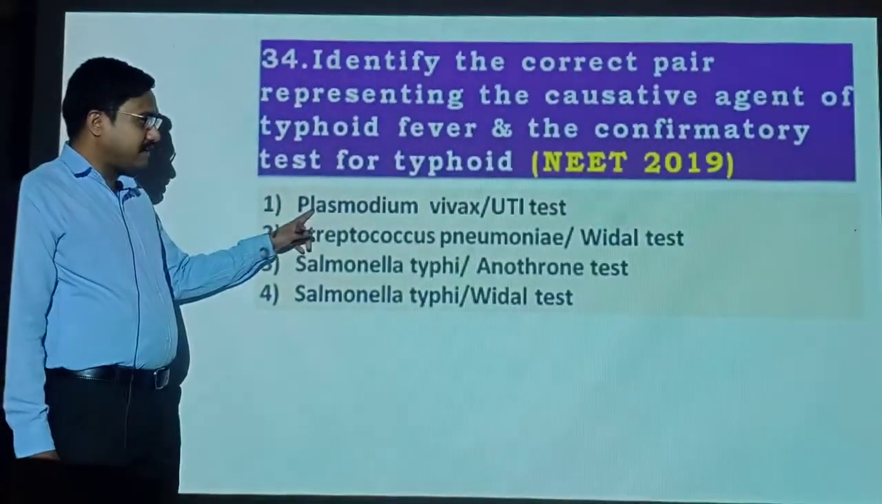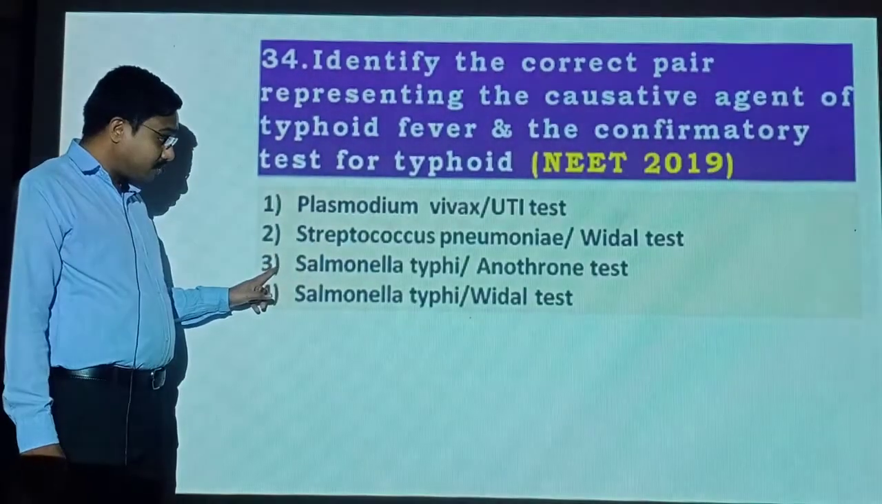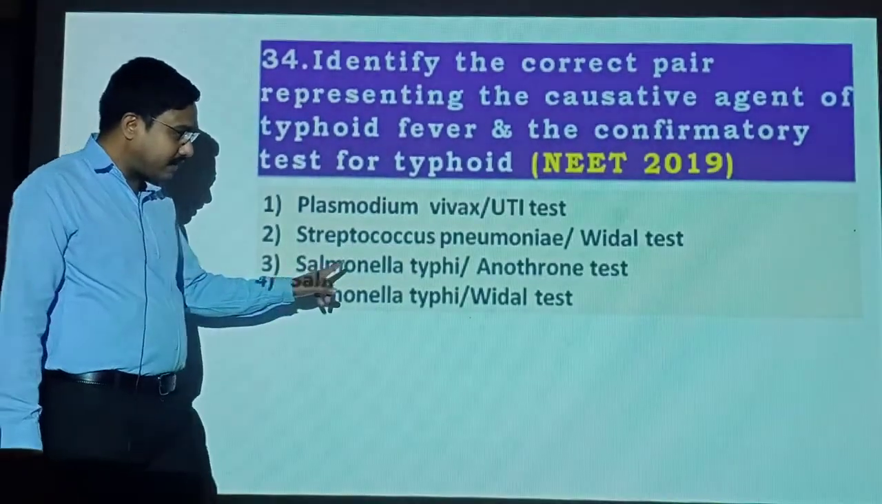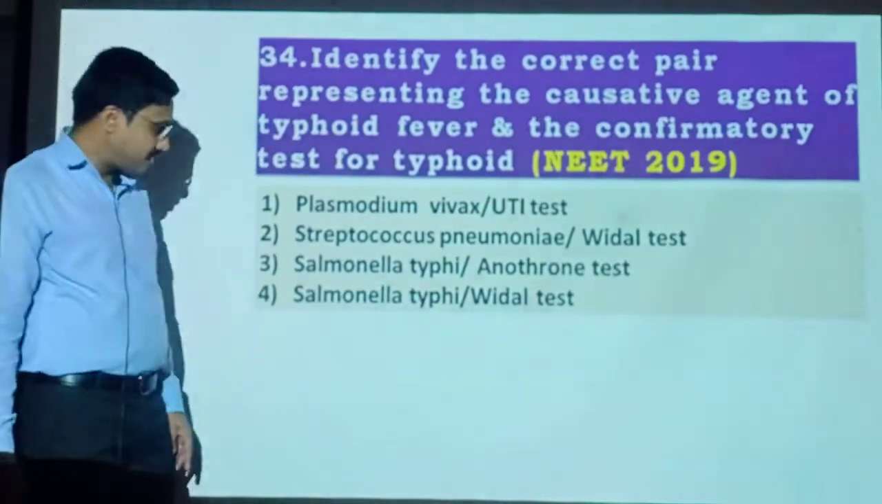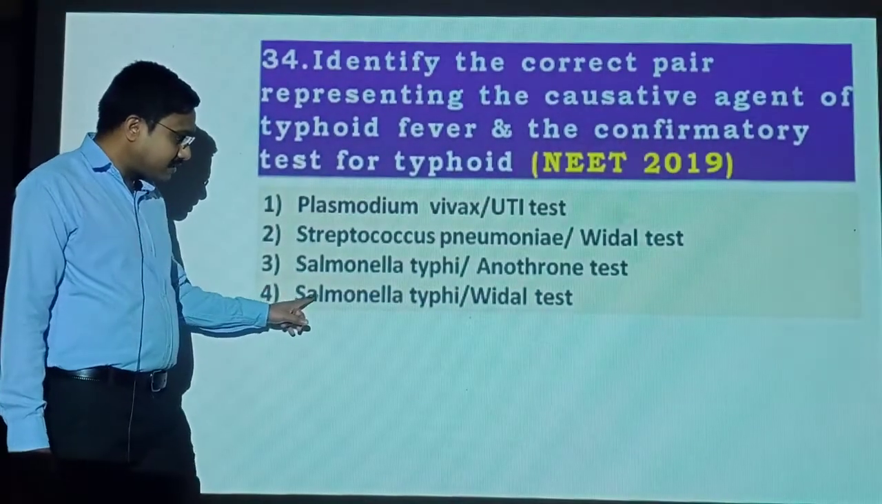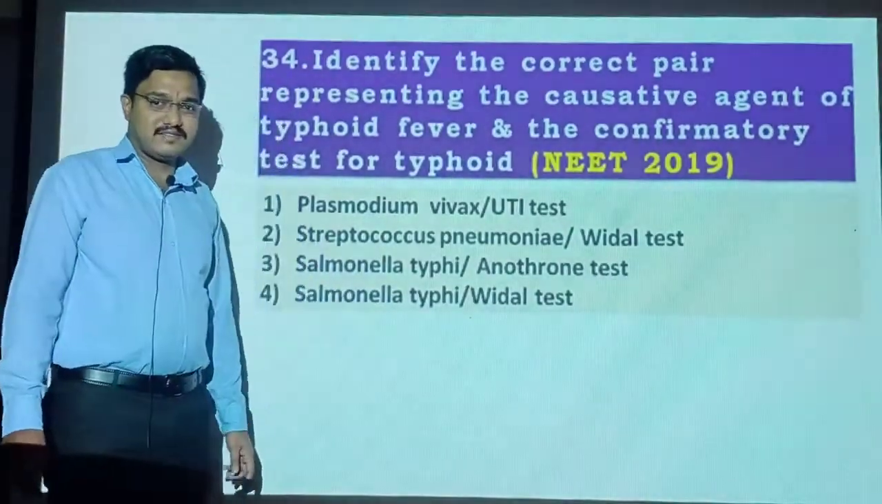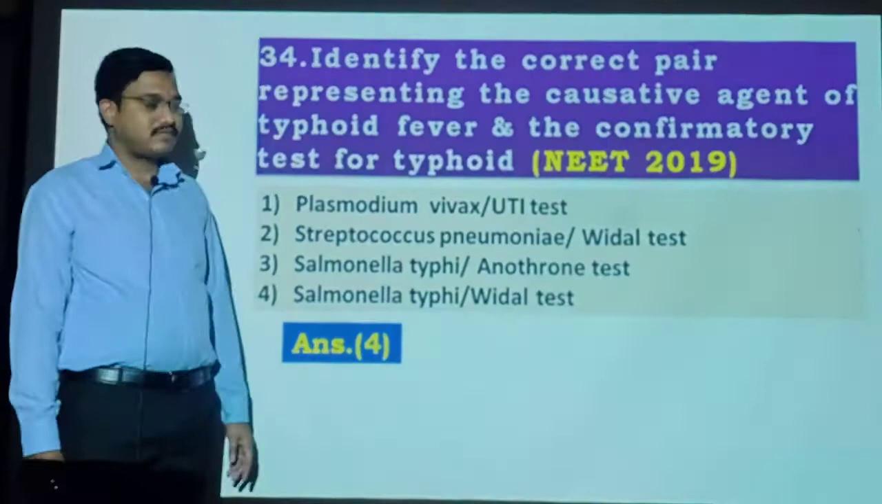Therefore the right answer is here. Option 1, Plasmodium is there? No. Option 2, Streptococcus is there? No. Option 3, Salmonella typhi is there? Okay, but the test is anthrone test, is that there? That is no. Option 4, Salmonella typhi, Widal test is there? Yes, the right answer is option 4.